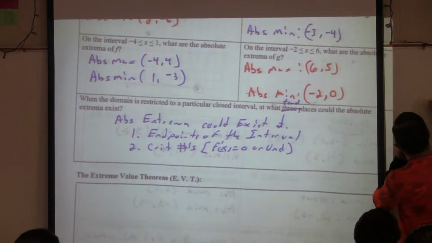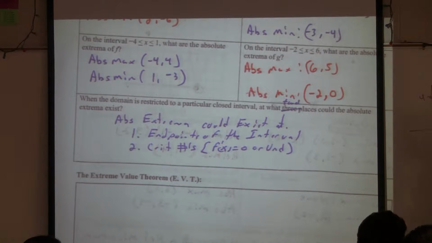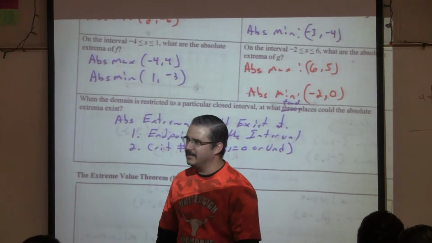Let's see. This is 5, this is 0, and this is 4. I'm going to draw a horizontal line from there to there. What's the absolute maximum? 4. What's the absolute minimum? 4. Did it have an absolute max and an absolute minimum? Yeah.